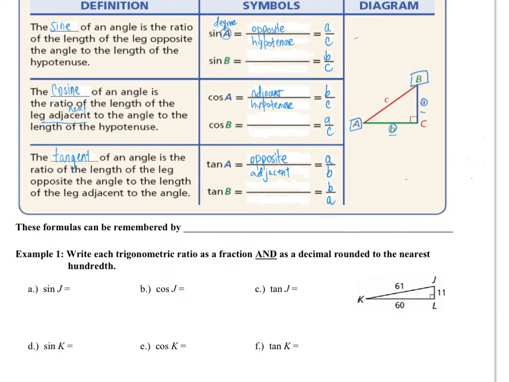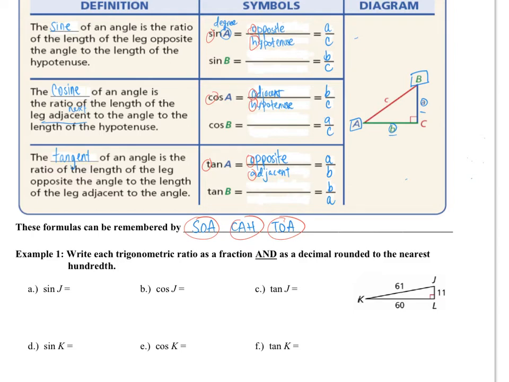These formulas can be remembered by SOH CAH TOA. That means SOH, CAH, TOA. Now let's try some examples here.